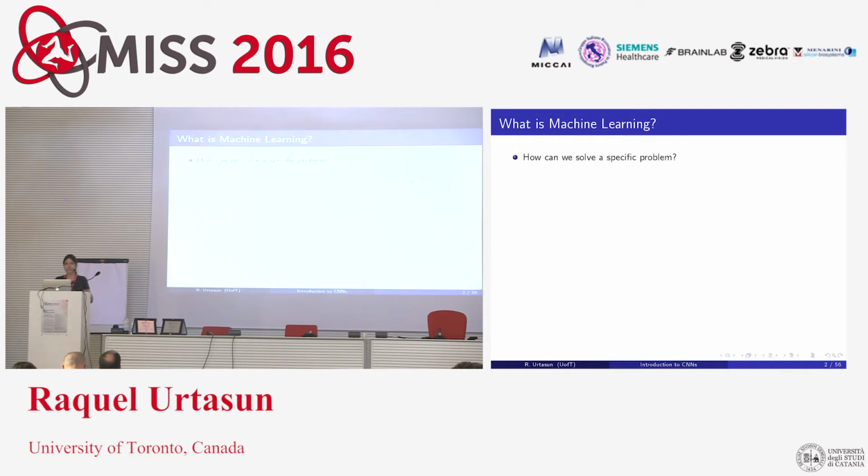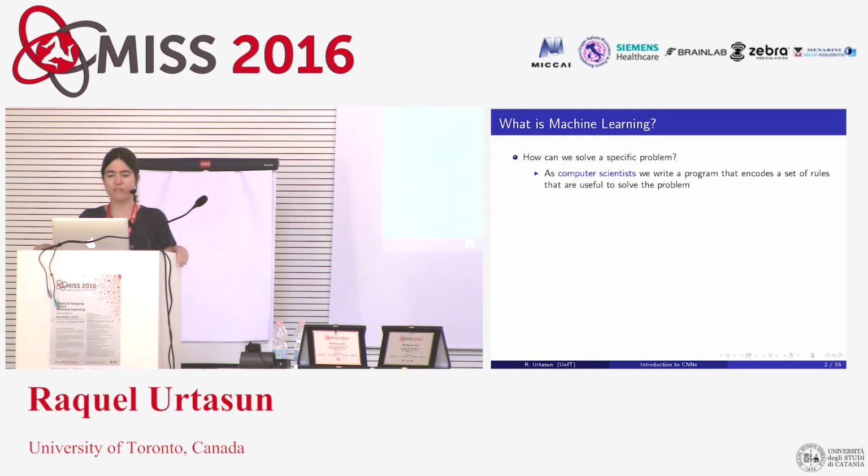Right, so the first thing we need to think about is if we want to solve a problem, how can we solve this specific problem? Let's say something that arises in medical imaging. Typically, as computer scientists, we write a program that does what we want it to do, and we hope that will give us good answers. Now, in many cases it's very, very difficult to just write a program that is going to solve this task for us, and that is where machine learning comes in handy.